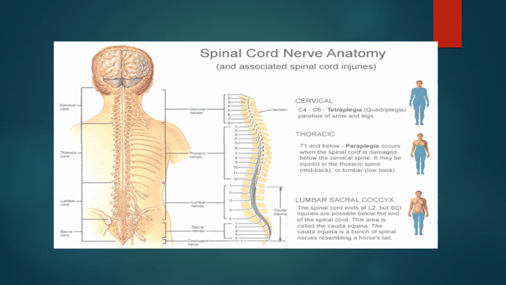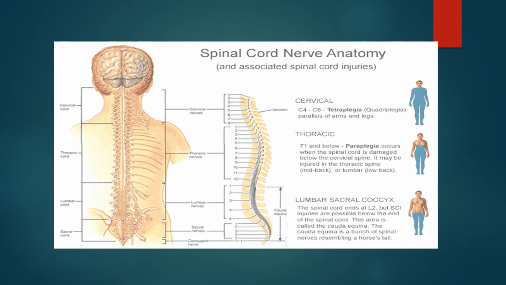If there is a problem in the cervical nerves, it causes tetraplegia, which includes paralysis of arms and legs. If there is a problem in the thoracic region, the 12 pairs of nerves, it causes paraplegia, which occurs when the spinal cord is damaged below the cervical spine. It may be injured in the thoracic spine or lumbar. If there is any abnormality in the lumbar, sacral, coccygeal nerves, the lumbar includes 5 pairs and the sacral includes another 5 pairs.